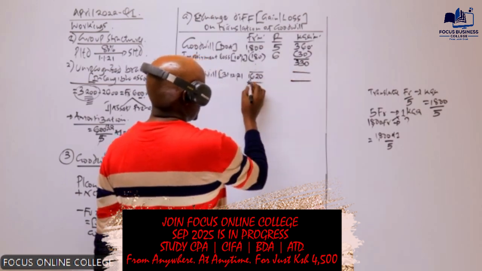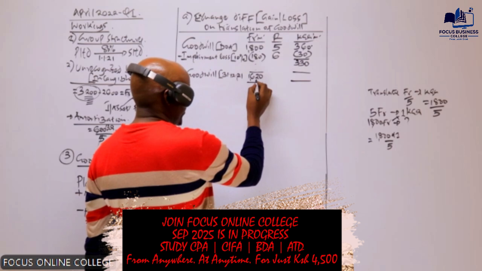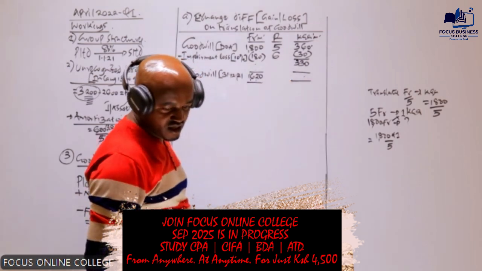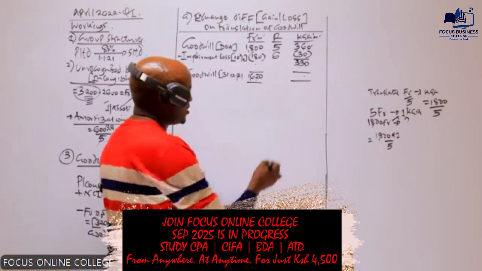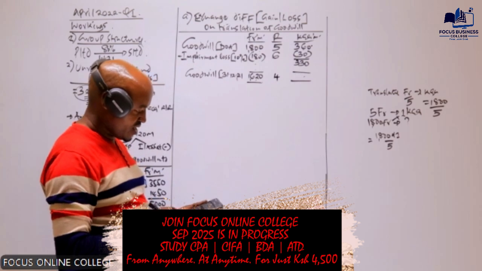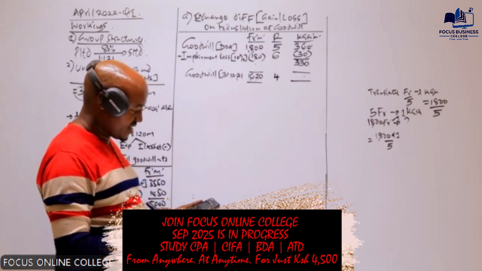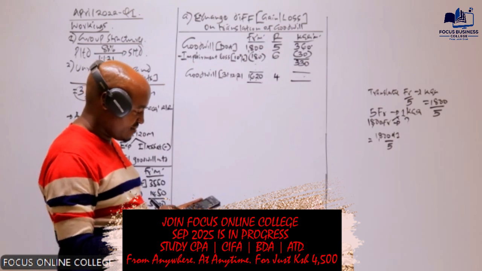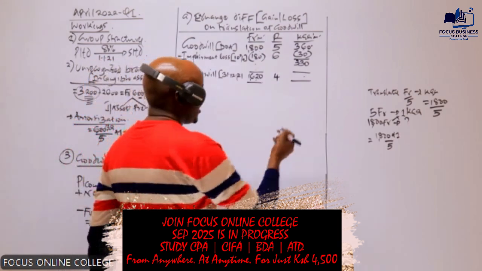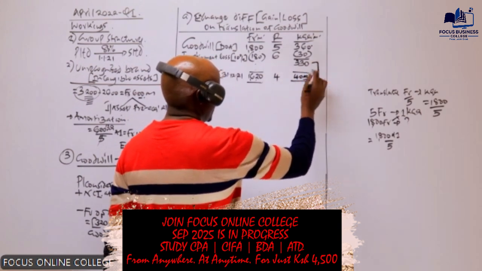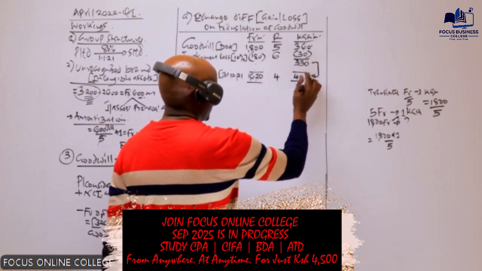Then we translate this goodwill at the end of the year into Kenyan shillings using the closing exchange rate. The closing exchange rate is 4. So we take this divided by 4, and that will give us the value for goodwill at the end of the year in Kenyan shillings. That will give us 405. Now we compare these two values.